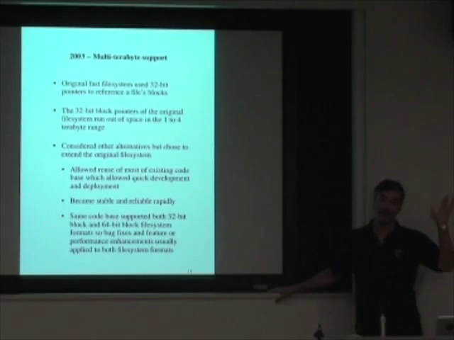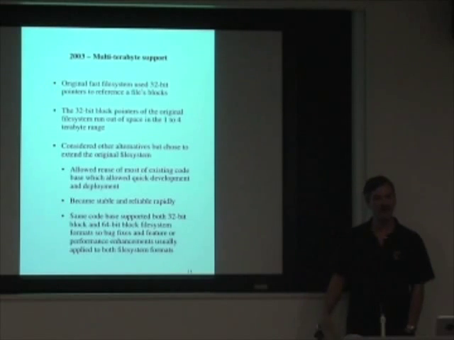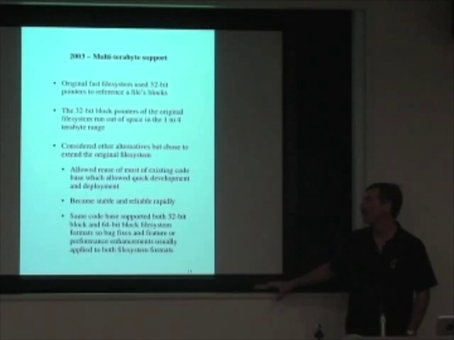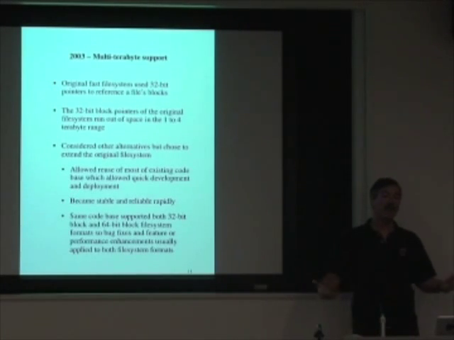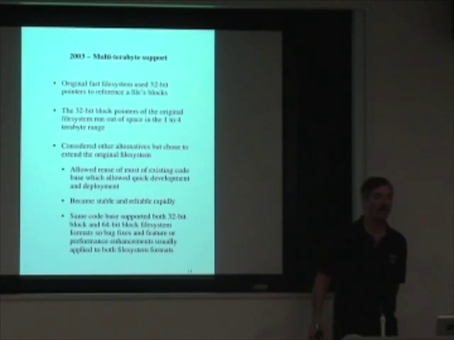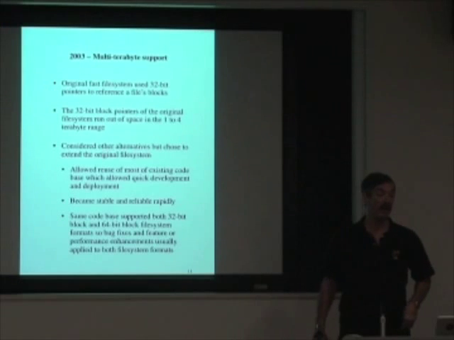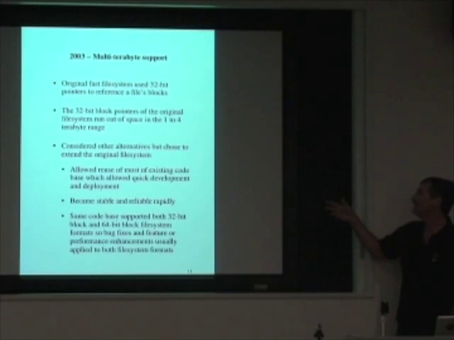Well, physics must have changed in 20 years' time, because miraculously these disks started being produced that were more than, well, individual disks weren't more than a terabyte, although they will be soon. And the old file system with 32-bit block pointers pretty much ran out of gas somewhere between 1 and 4 terabytes. We were beginning to see these things coming across the horizon, at least when put together in RAID groups. And so we decided that we really needed to go to 64-bit block pointers.